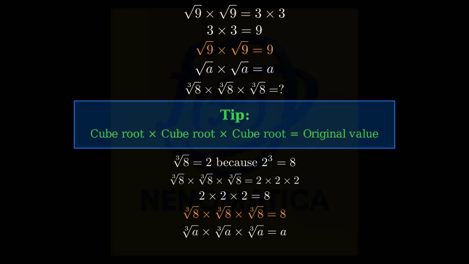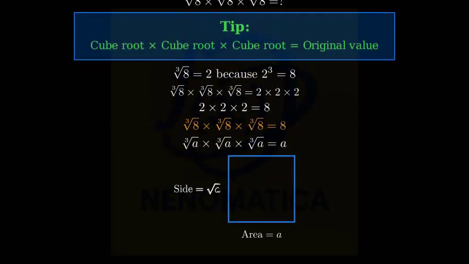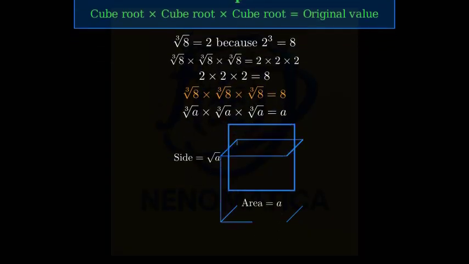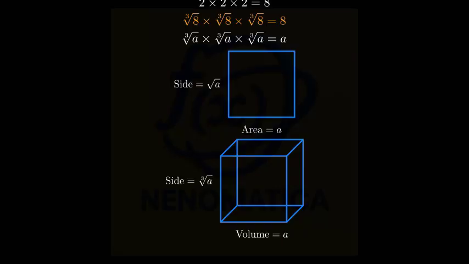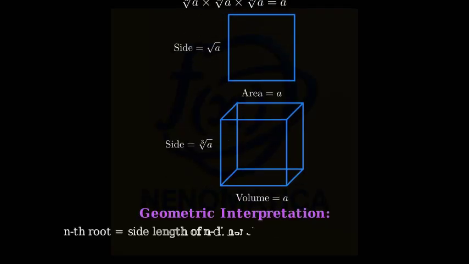Let's visualize this concept geometrically to deepen our understanding. For the square root, we can think of it in terms of the side length of a square. If a square has an area of a, then each side has a length of square root of a. Similarly, for the cube root, we can think of it as the side length of a cube. If a cube has a volume of a, then each side has a length of cube root of a. This gives us a geometric interpretation.